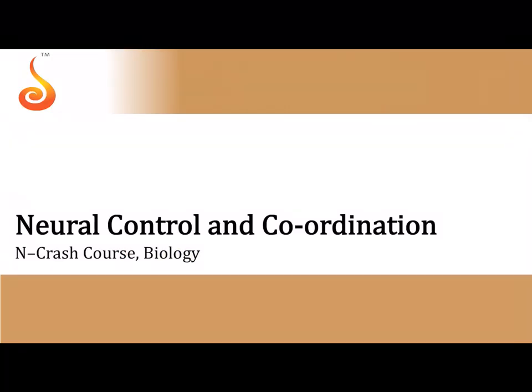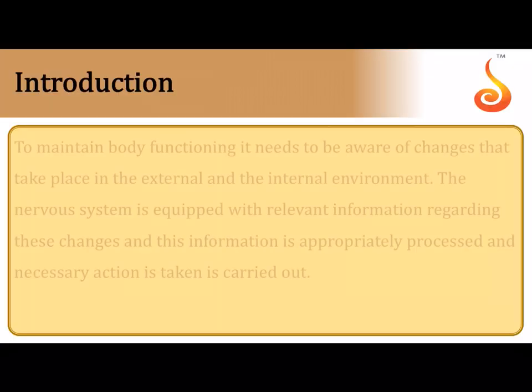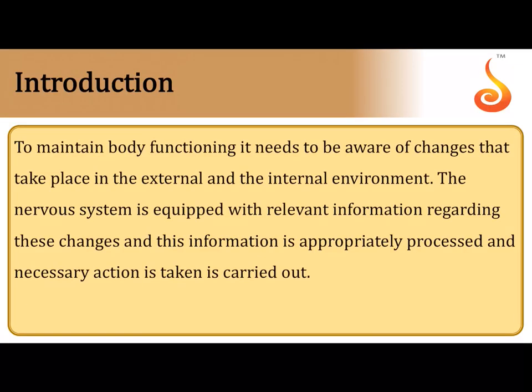Now moving on to the next chapter, that is neural control and coordination. In this chapter we will be learning about the meanings of control and coordination. There is a necessary crosstalk required among different organs of your body, and this necessary communication is mediated by the nervous system. For example, you are exercising, your muscles are contracting and contracting and contracting. How does your heart know that it needs to pump more blood?